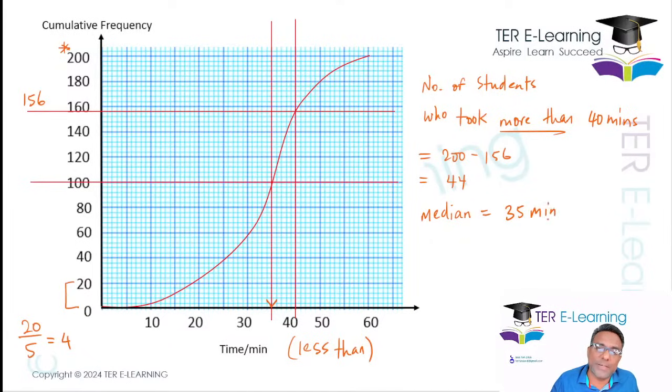A common mistake would be for students to say 100 is the answer. But you have to take 200 divided by 2, you get 100, and then you have to read it off from your graph. So it's 35 minutes. So that's my median here.